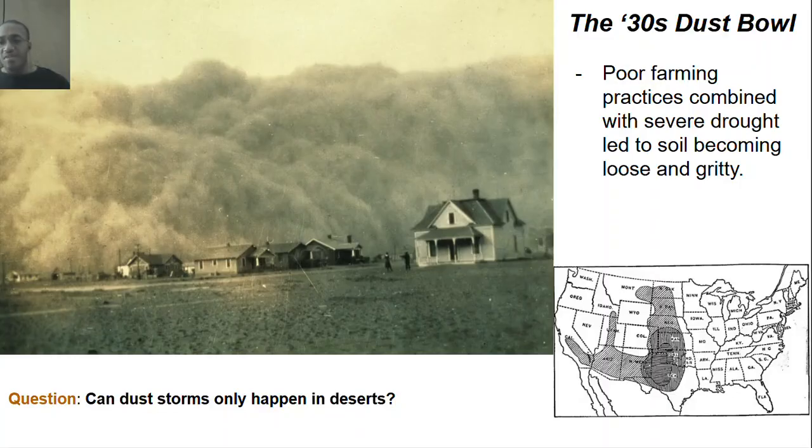And so this map here is a picture of the Dust Bowl area. It mainly stretches through central Texas into the interior of North Dakota and into the western United States. So maybe we can also ask a question to ourselves: can dust storms only happen in deserts?